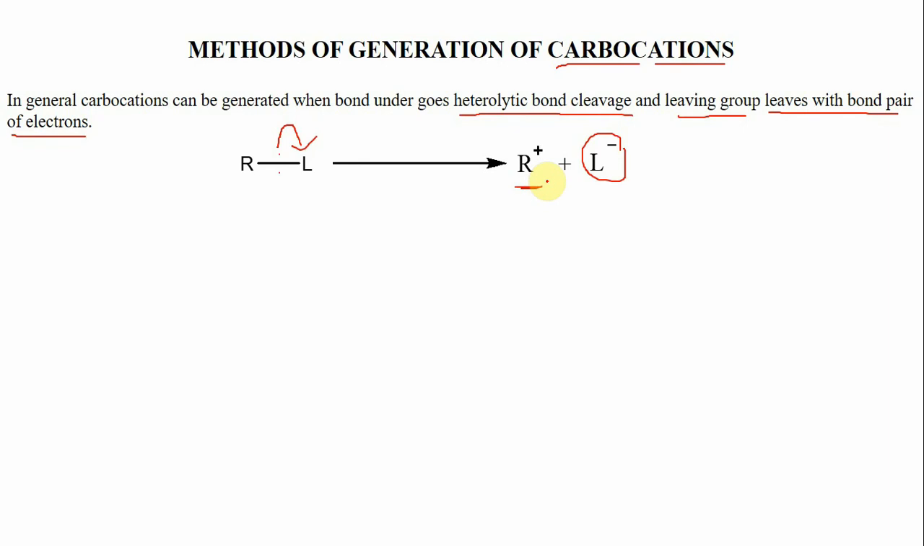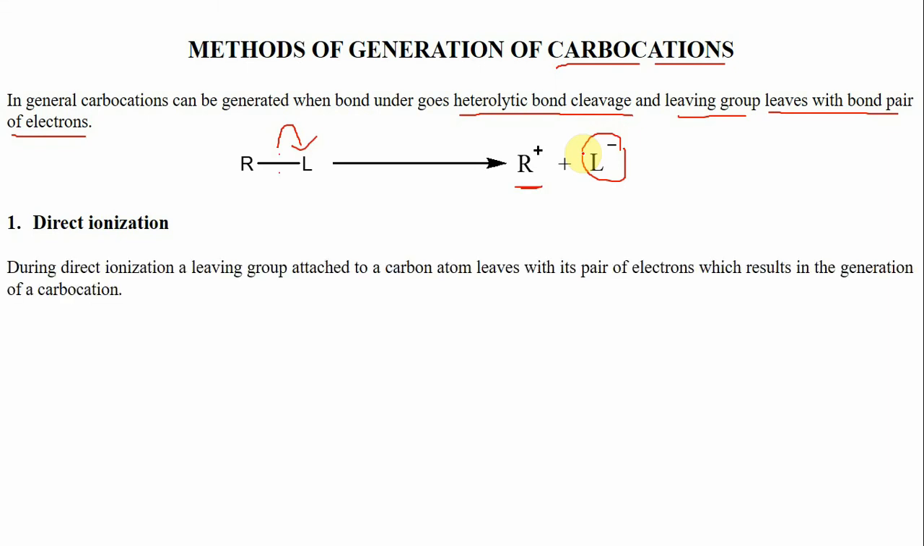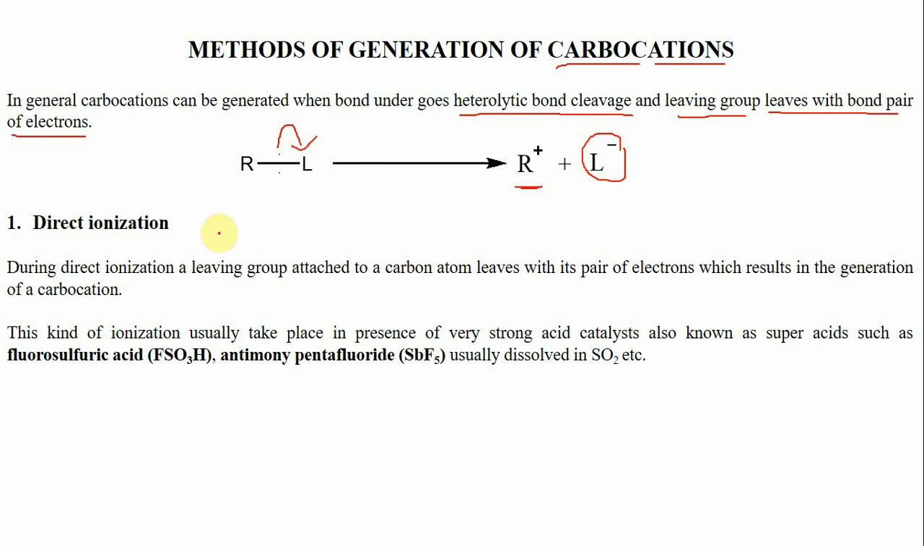There are various methods to generate these carbocations. The very first method is direct ionization. As its name indicates, this is a direct ionization of the leaving group to give the carbocation. This usually occurs in the case of alkyl halides, and very strong acid catalysts are required, for example fluorosulfonic acid or antimony pentafluoride.